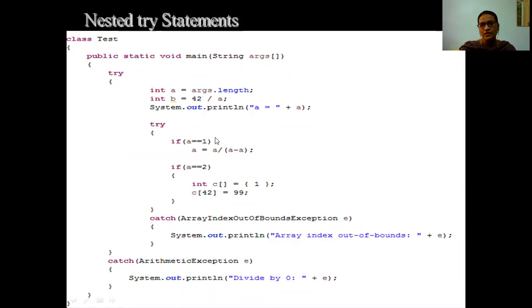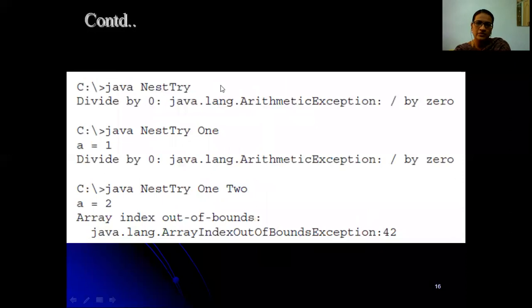Here a value becomes 2. Then int c is equal to 1. Again we are accessing the 42nd index, right? We are assigning a 99 value to that 42nd index. So in that case the exception occurs. That exception will be caught by this catch block, which is the array out of bound exception, and it will print the system generated exception, I mean in which line we have got an exception.